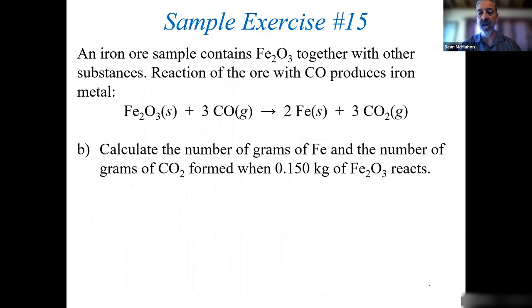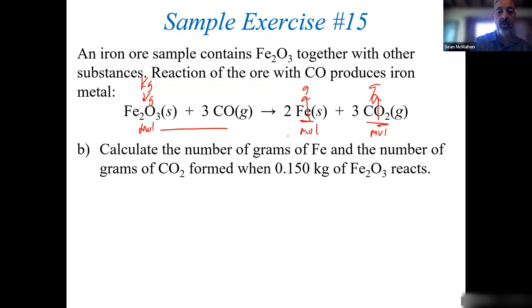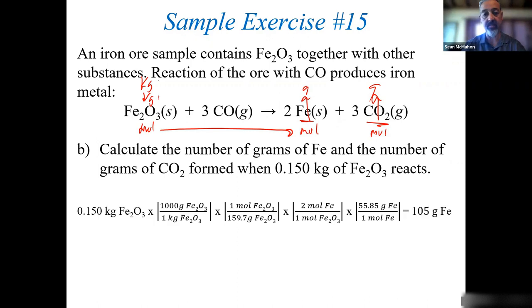Calculate the number of grams of iron and the number of grams of CO2 formed when 0.150 kilograms of iron 3 oxide reacts, okay? So I have kilograms of this. Again, I'm going to convert it to grams, convert it to moles. Once I have moles of this, I can get moles of CO2 and moles of iron. Once I have moles of each of these, what can I do? I can convert these to grams. How do I do that? Molar mass. How do I go from mole to mole? Mole ratio. How do I go from kilogram to gram? Metric system. So we'll start for iron.